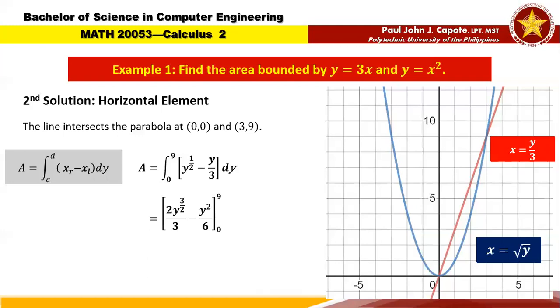After integrating the integrand, we get 2y raised to the power of 3/2 over 3 minus y squared over 6. And we are to evaluate this indefinite integral from 0 to 9. The area between two intersecting curves is 9/2 square units. So see, whether we use horizontal or vertical element, the answer is the same.